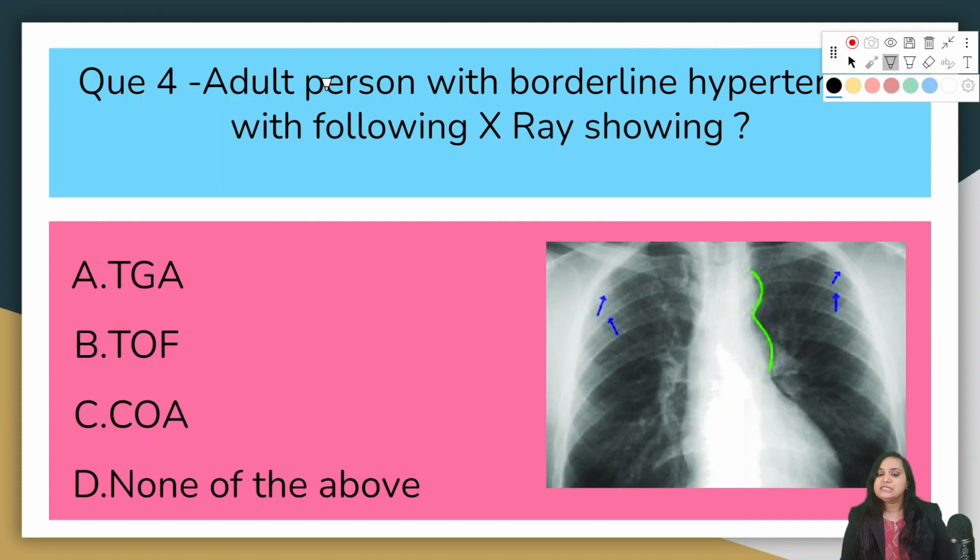The next question is an adult person with borderline hypertension with the following X-ray showing 3 sign or inverted E sign. What could be the diagnosis? TGA, TOF, coarctation of aorta, or none of the above?